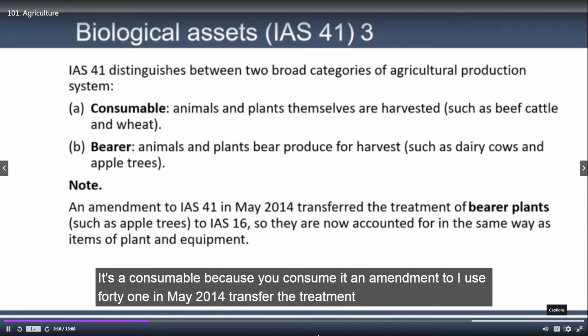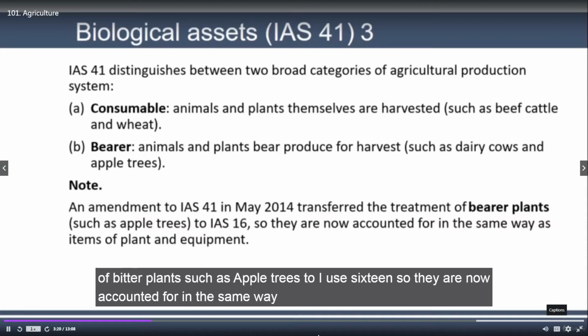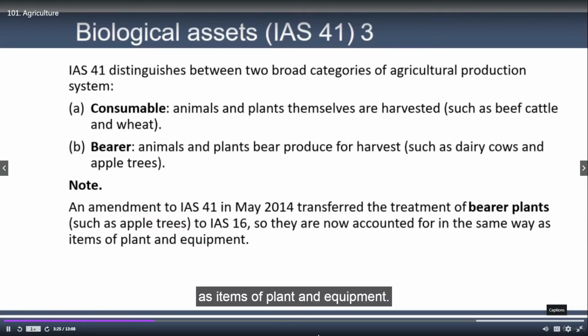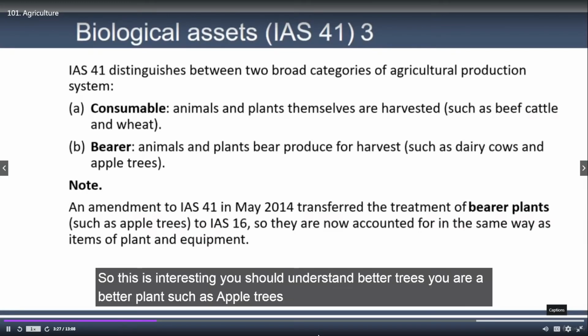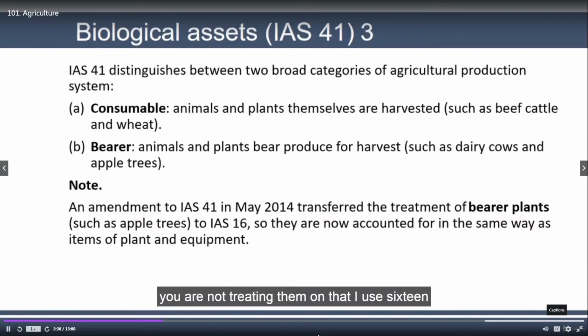An amendment to IAS 41 in May 2014 transferred the treatment of bearer plants such as apple trees to IAS 16. So they are now accounted for in the same way as items of property, plant and equipment. So this is interesting, you should understand. Bearer plants such as apple trees are not treated under IAS 41 but under IAS 16.